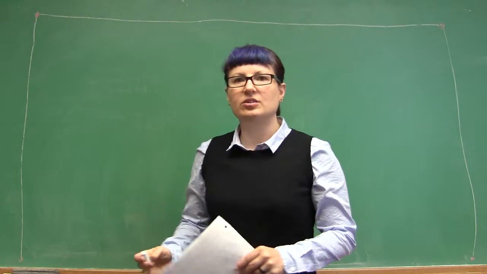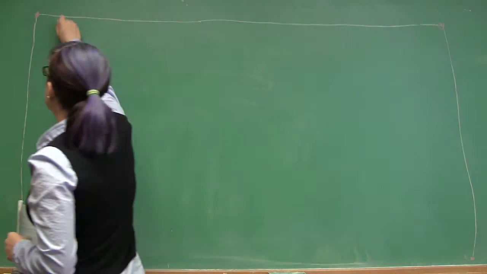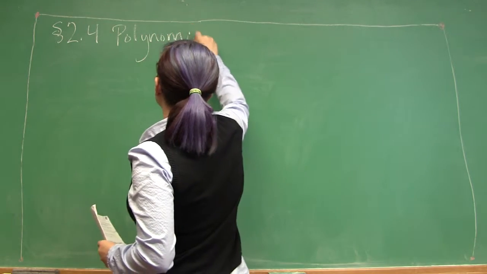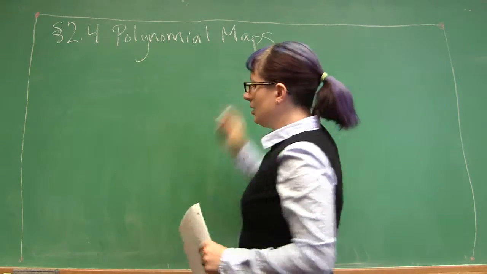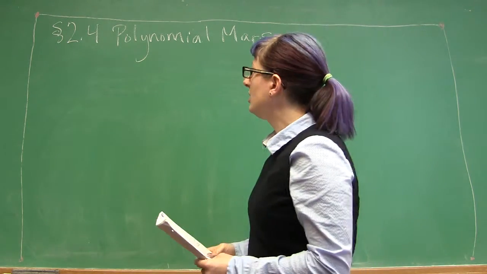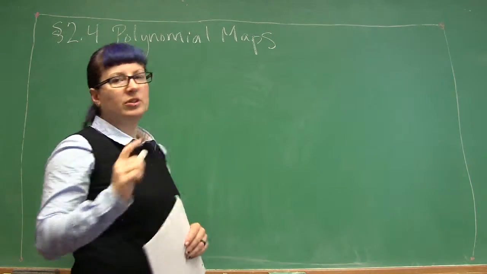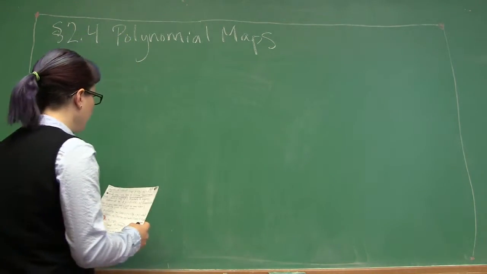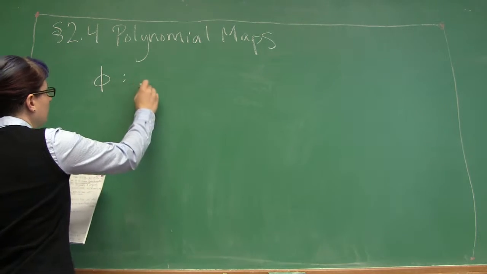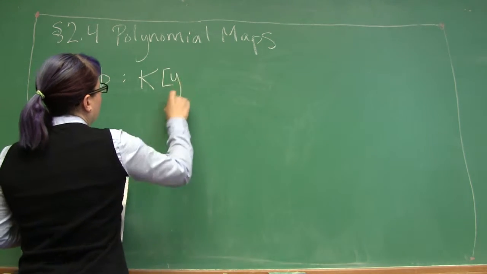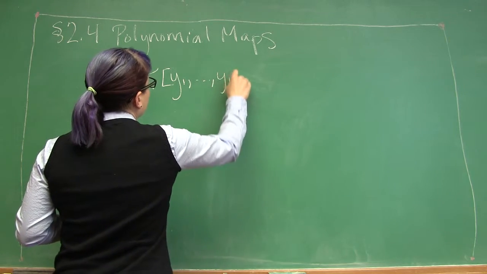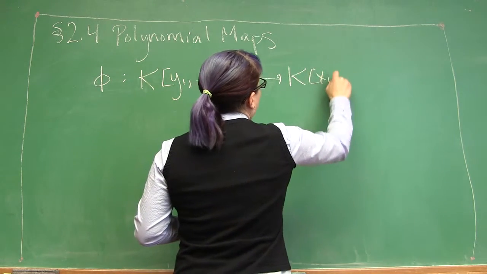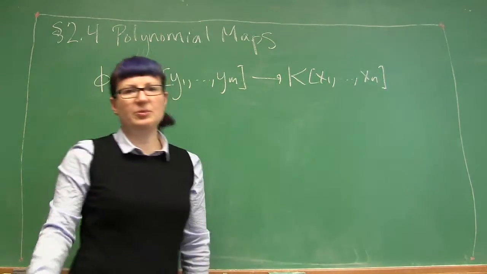So this lecture is covering section 2.4 in our book on polynomial maps. The objects that we are going to study in this section are maps between two different polynomial ring spaces. In particular, if we have a map phi that goes from one ring, say K[y1 through ym], and maps into the ring K[x1 through xn], so we're keeping the field the same.